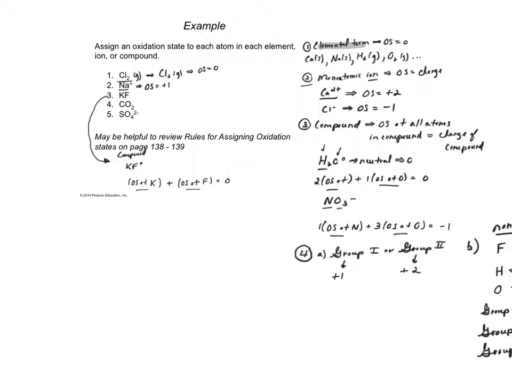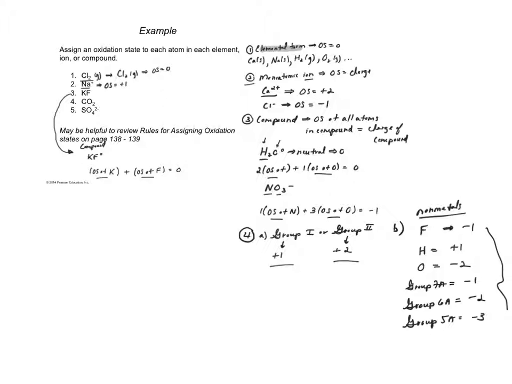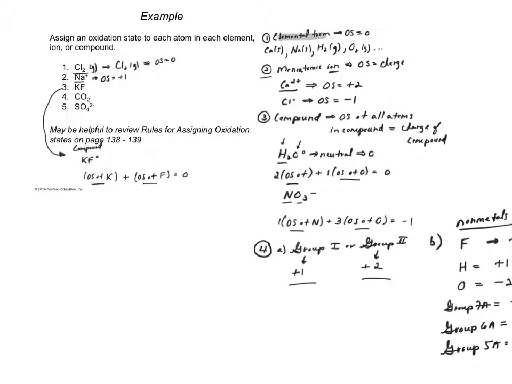In rule 4, again, we're going to go in order of introduction. So group 1, group 2, we would assign first, and then we would assign the metals in this order afterwards. So potassium is a group 1 metal. It is most predictable. So we're going to go ahead and assign its oxidation state first. So this is a +1 plus the oxidation state of fluorine. We'll just give that an X equals 0. So when we solve for this, we'll find that the oxidation state of fluorine is equal to a -1.